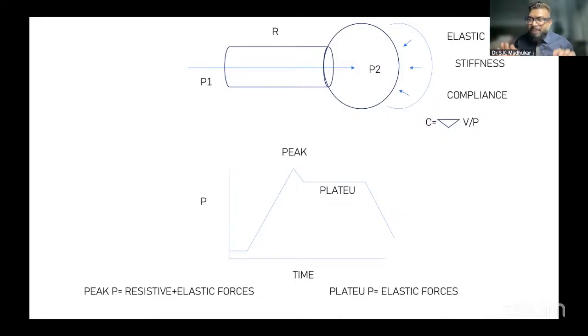So peak airway pressure is the pressure to overcome both the resistive as well as the elastic forces, whereas plateau pressure is the pressure to overcome the elastic forces only. So if you subtract the plateau pressure from the peak airway pressure, it will give an idea of the resistance of the airway. It is very important for all of us to understand this: if you subtract the plateau pressure from the peak airway pressure, it will give the idea of the airway resistance.